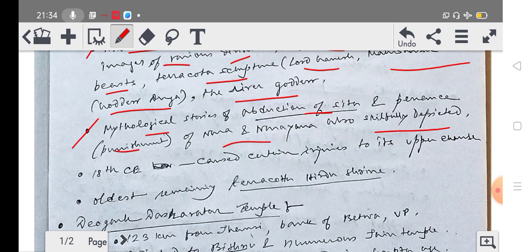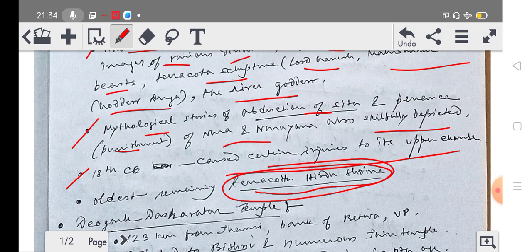Also skillfully depicted. During the 18th century, during the British time, certain injuries happened to its upper chambers. And the oldest remaining terracotta Hindu shrine, it is a must to remember, the oldest remaining terracotta Hindu shrine.